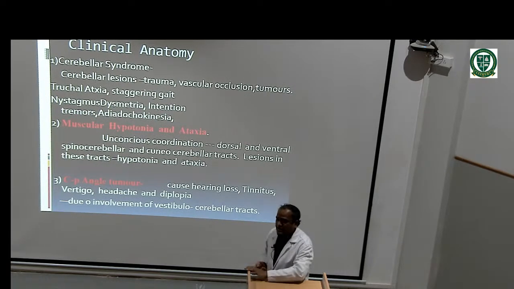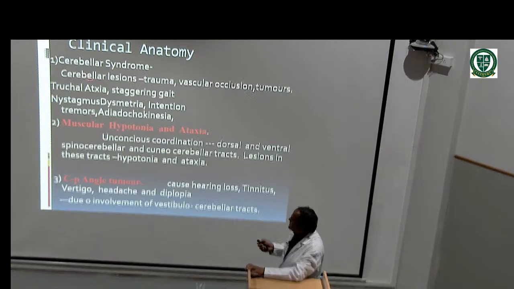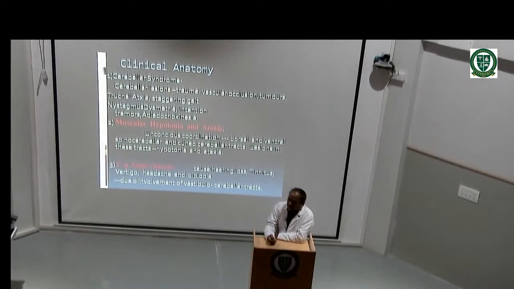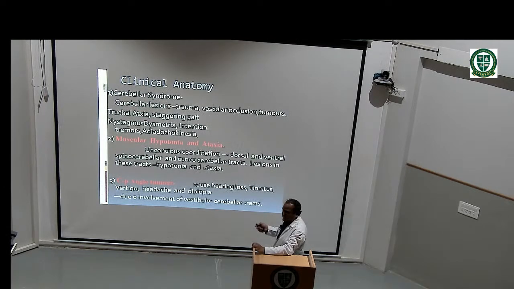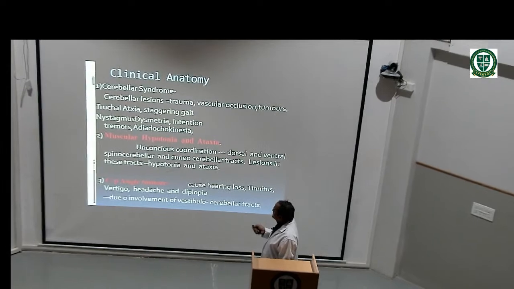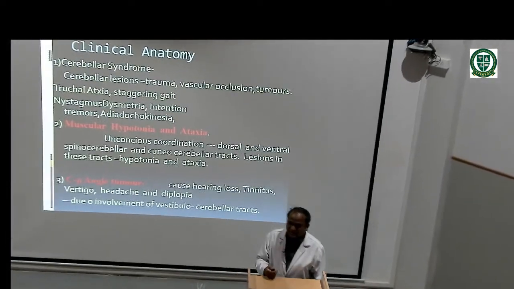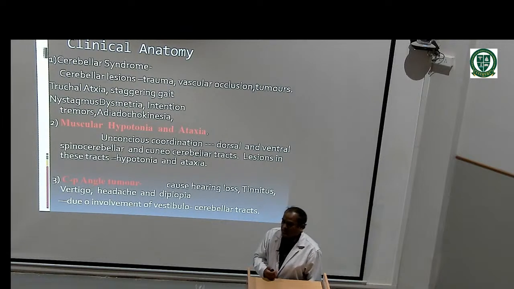So now coming to the clinical anatomy of the cerebellar peduncles. So there is one term, that is cerebellar syndrome. What is cerebellar syndrome? The cerebellar lesions occur due to trauma, vascular occlusion and tumors. Because of these reasons, cerebellar lesions will occur in the cerebellum. So as a result, many signs and symptoms are produced in the body, and all together is called cerebellar syndrome.